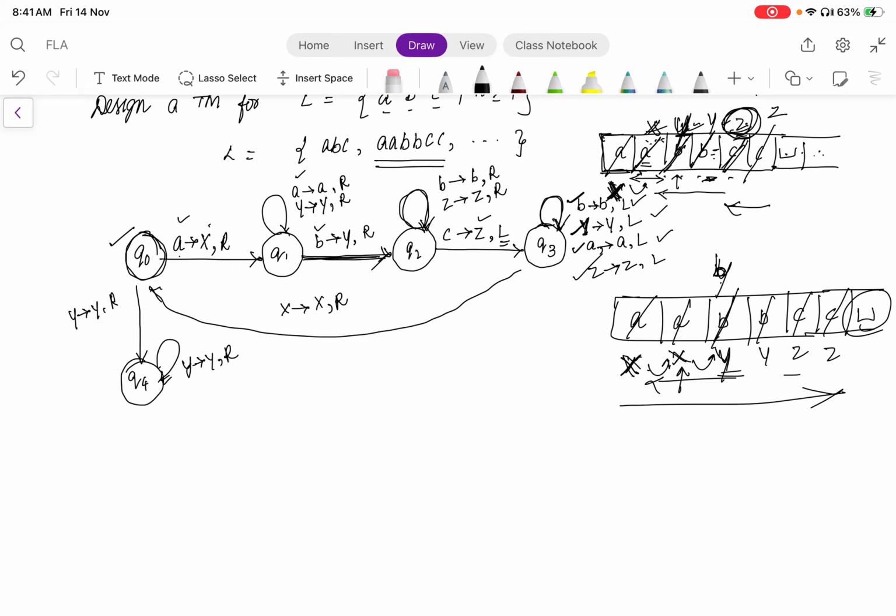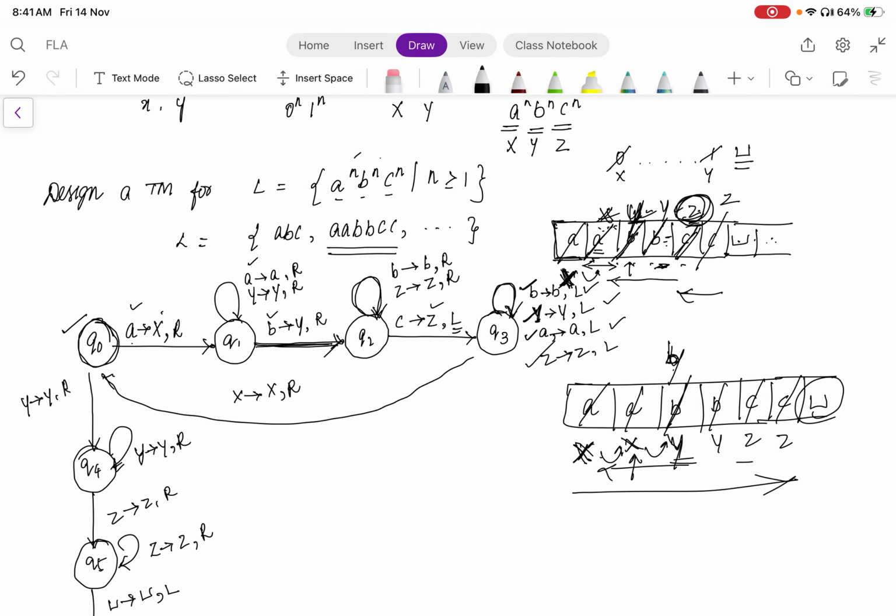Keep moving right, and if you find a z, don't do anything to z. Keep moving right. In between, you can have any number of z's. Don't do anything to them. Keep moving right until you find a blank space. Don't do anything to the blank space. Move one step left and accept the string. So this is the Turing machine for a power n, b power n, and c power n. Thank you.